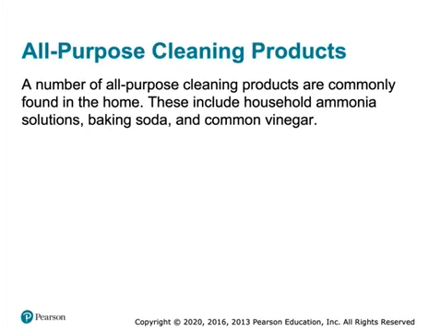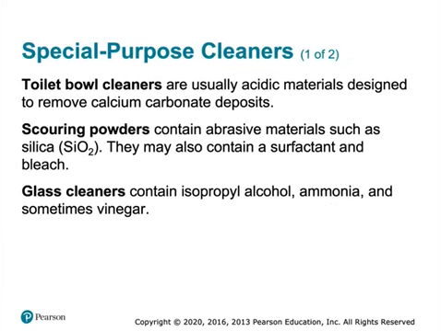There are many all-purpose cleaning products found in the home. These include household ammonia solutions, baking soda, and acetic acid vinegar. Many of them also have surfactants in them as well, and can also have isopropyl alcohol. Okay, special purpose cleaners: toilet bowl cleaners are usually acidic and can remove calcium carbonates.